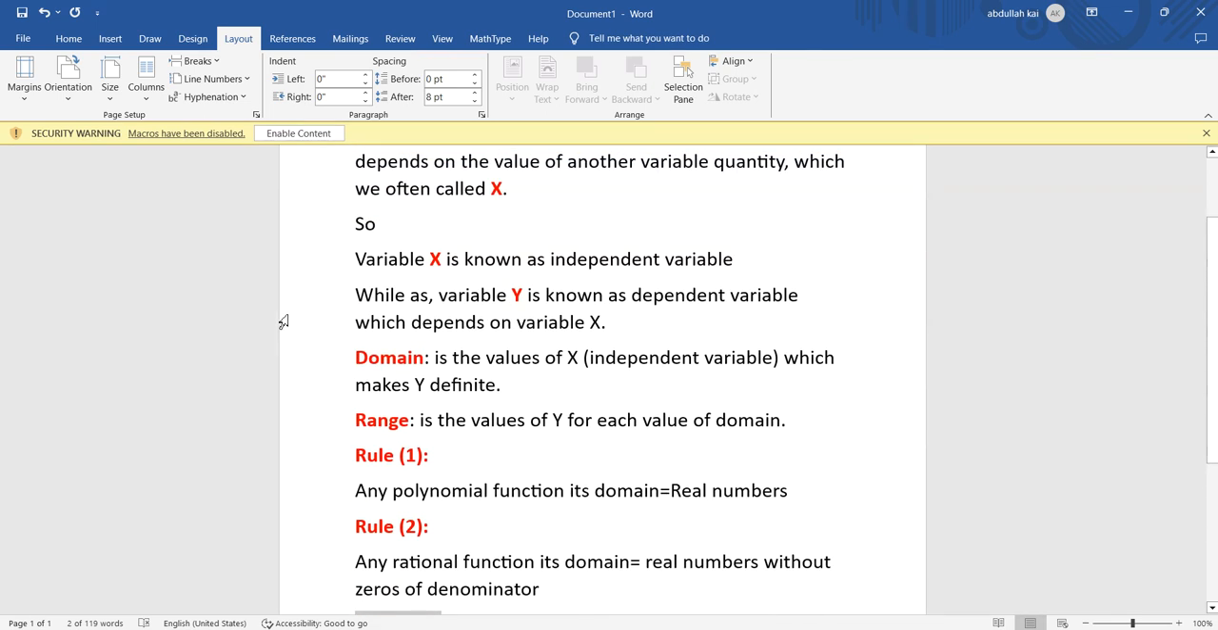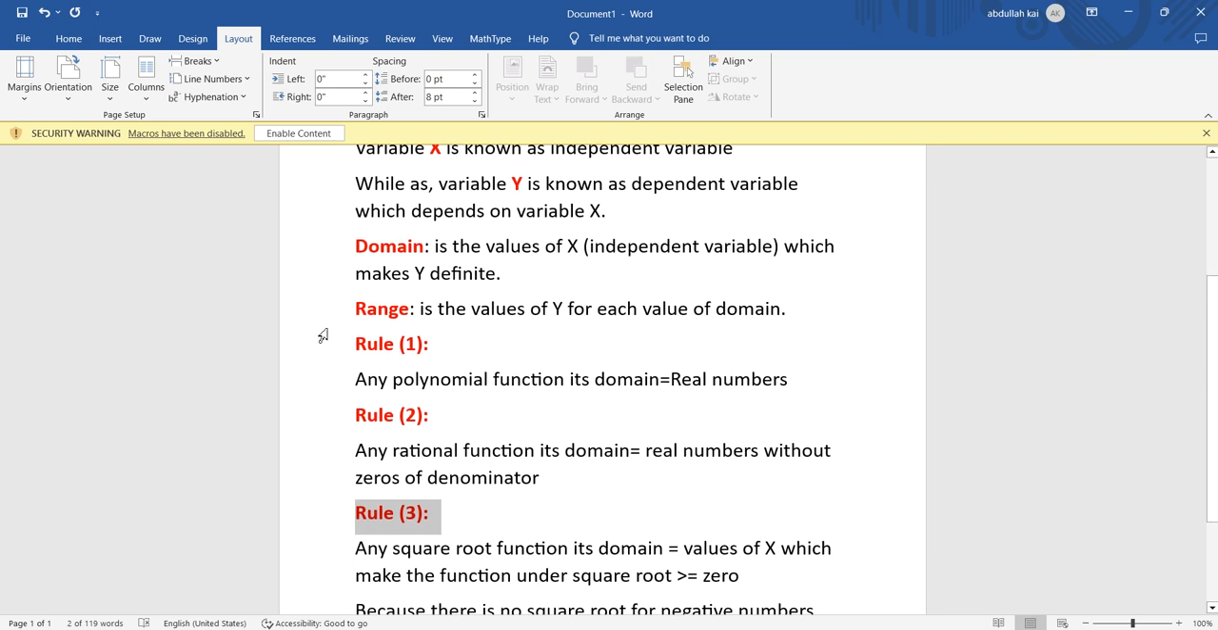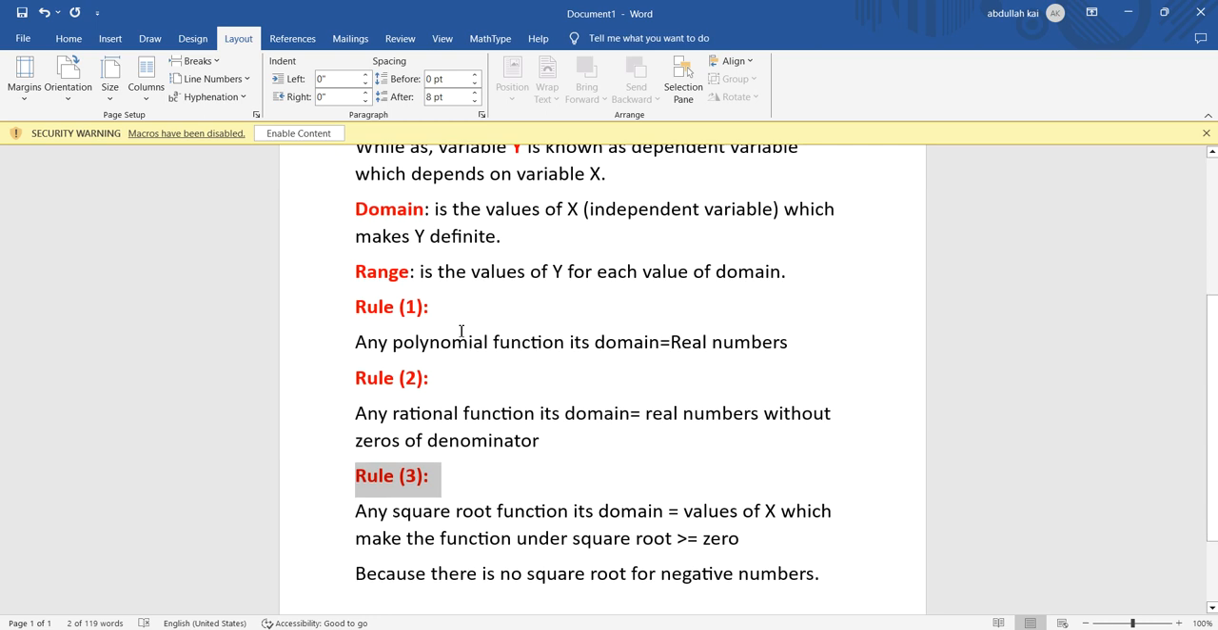The second concept I will explain is domain. The domain is the value of x, the independent variable, which makes y definite. Range is the third concept in calculus. Range is the values of y, for each value of domain which makes y exist.